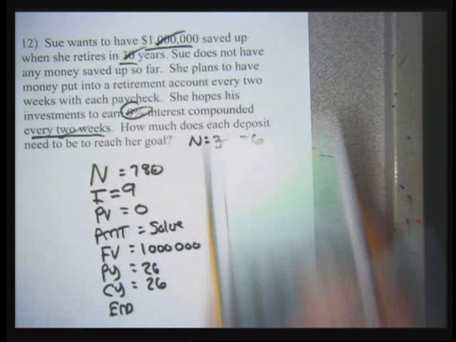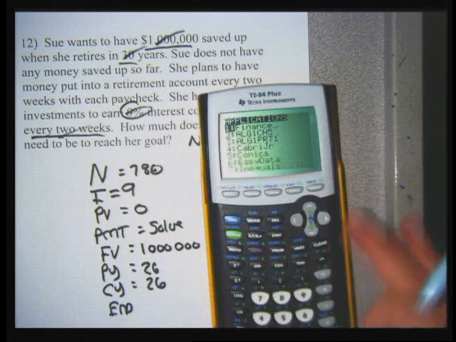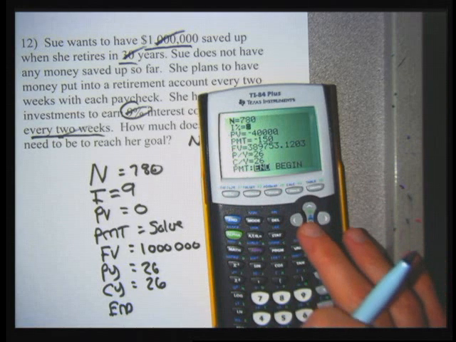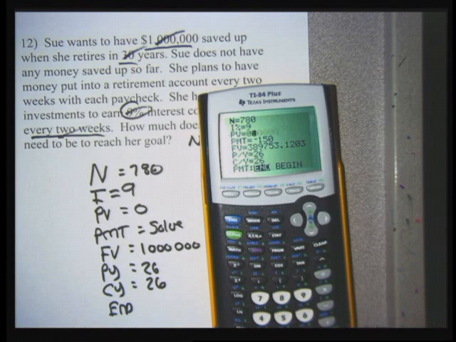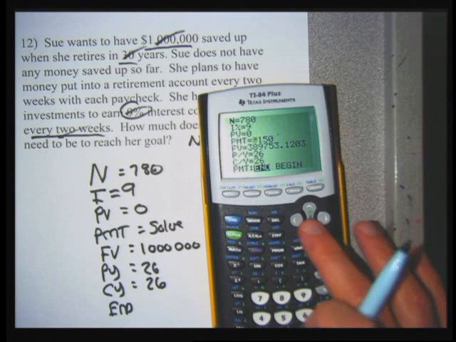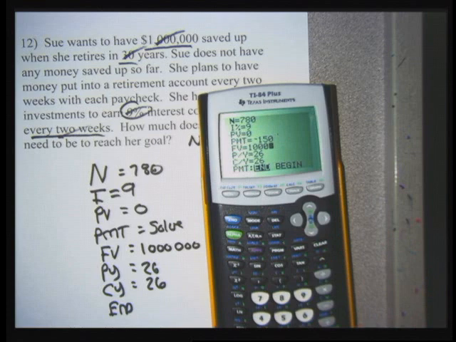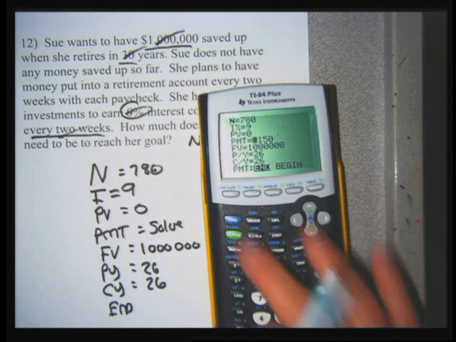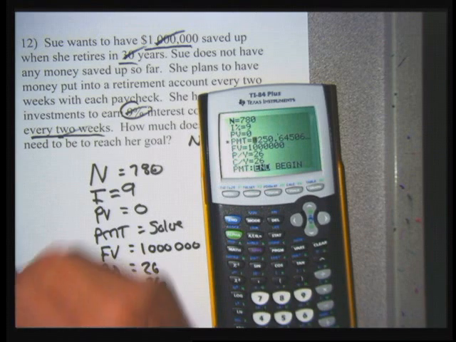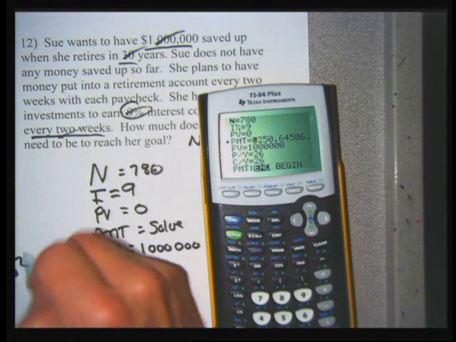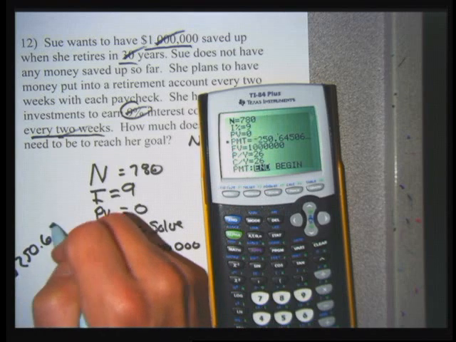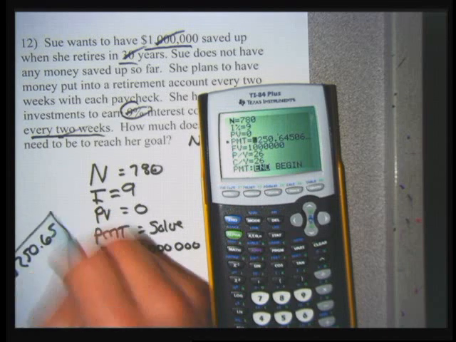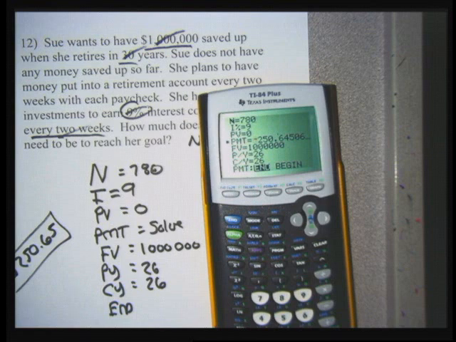So, apps, finance, enter. N is 780, I is 9, PV is 0. I'm solving for the payment. Future value is $1 million. Go up to the PMT, hit alpha and enter, and you get, she needs to put away $250, and I'll round it to 65 cents, every paycheck essentially for 30 years to get her $1 million if she gets 9% as an interest rate.